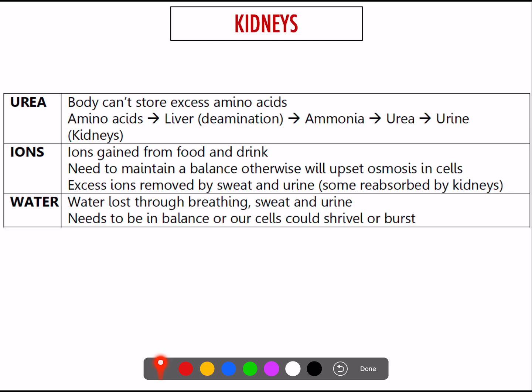So our cells will shrink. And if there's not many ions in the blood, then the opposite happens. So how do ions get removed? By sweat. That's why sweat tastes a bit salty, and also urine as well. And finally, water. Water, again, we lose it through 3 ways: breathing, sweating, and urine.